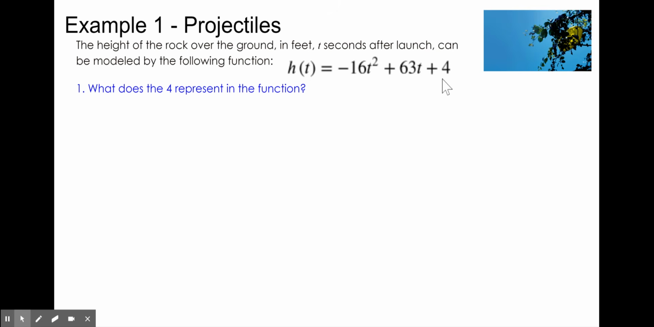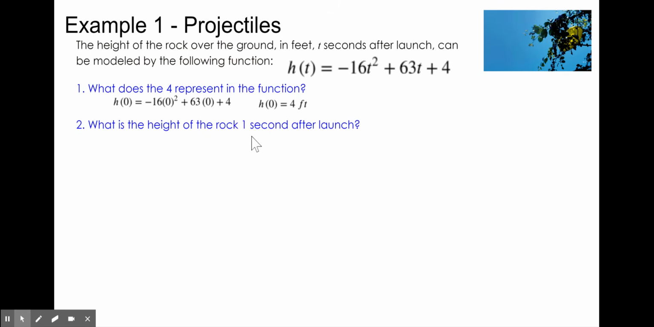The 4 is our y-intercept, and that is because if we are on the y-axis, then we know that x equals 0. Substituting 0 into our equation cancels out our quadratic and linear terms, and we get a height of 0 at time 0 equals 4 feet. You are holding the rock at a height of 4 feet when you use your slingshot. What is the height of the rock 1 second after launch? We can use the same methodology. 1 second is an interval of time, so we substitute 1 into our equation for t. The height at time of 1 second is 51 feet.